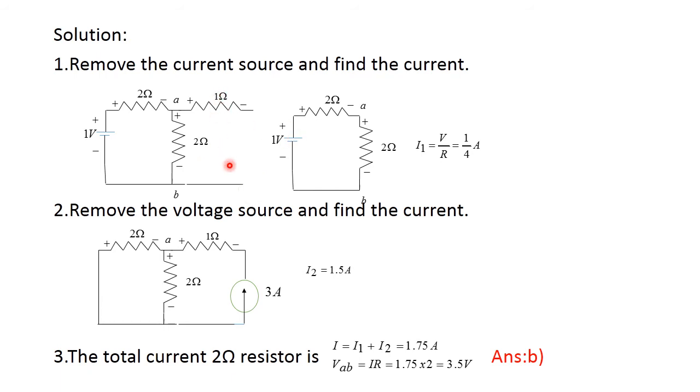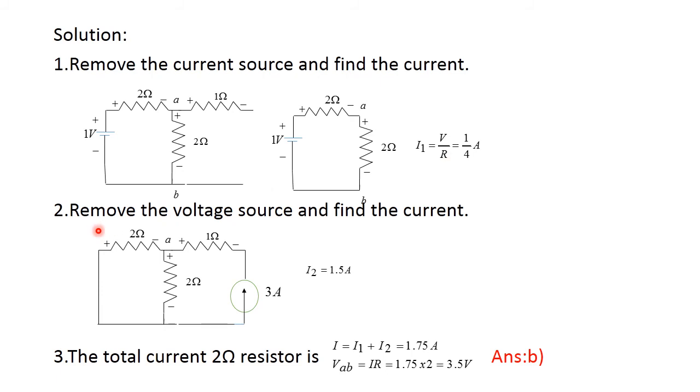The current source is removed means it should be open circuited. So you'll be neglecting this 1 ohm resistor, and you'll get the circuit like this. 2 ohm is in series with this 2 ohm. So the total current passing through this circuit is I1 equals V by R. According to Ohm's law, V is equal to 1 volt and R is equal to 2 plus 2, 4. So that is equal to 1 by 4 ampere.